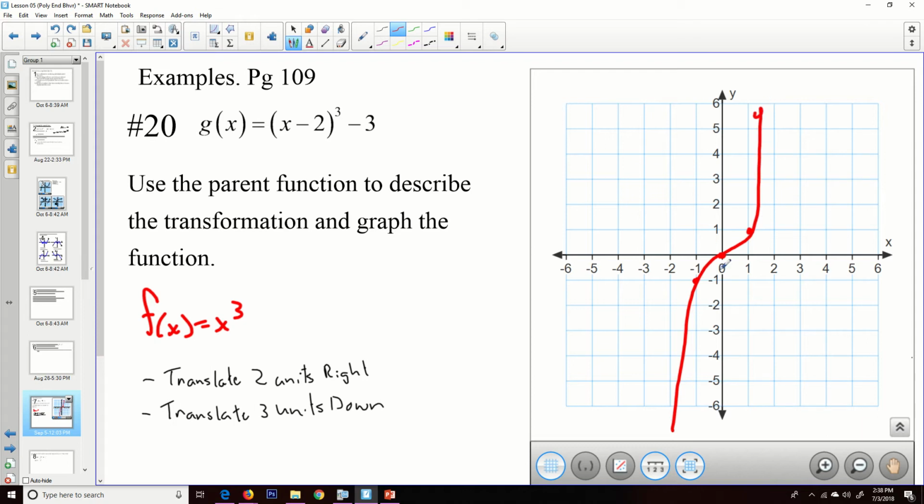But if I know a couple of points, and I know that this is a static transformation, all I've got to do is move the points 2 to the right and 3 units down. So negative 1, negative 1: 2 to the right, 3 units down. 0, 0: 1, 2 to the right, 1, 2, 3 down. 1, 1: just 1, 2 to the right, and then 1, 2, 3 down. And all I've got to do is match this shape. I get a graph that looks like that. So there is my change of shape transformation.